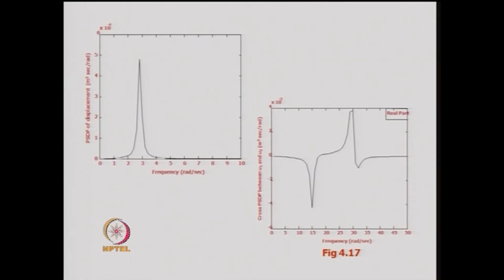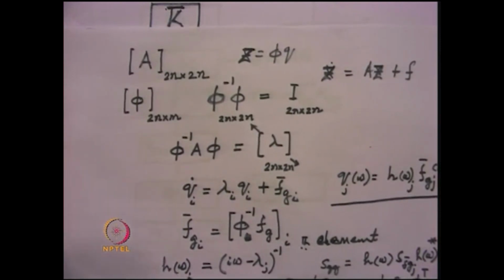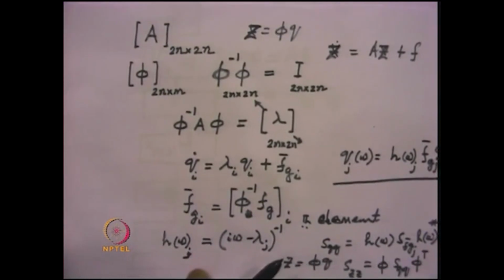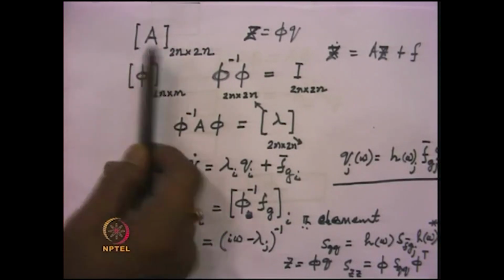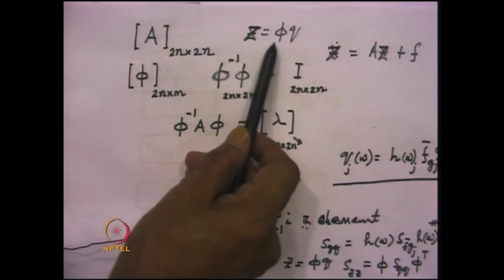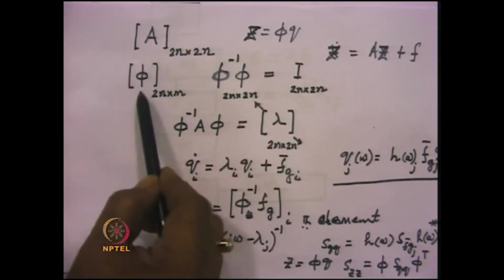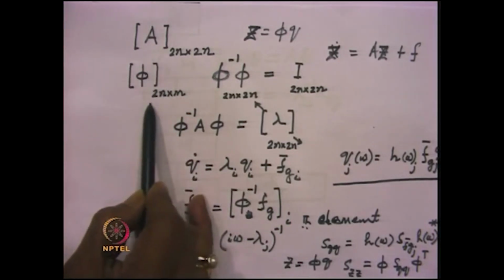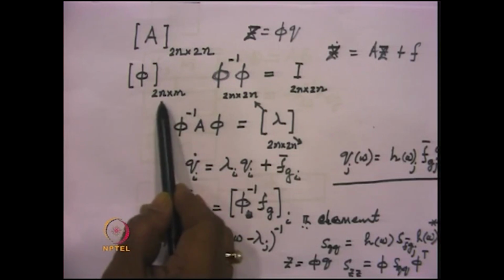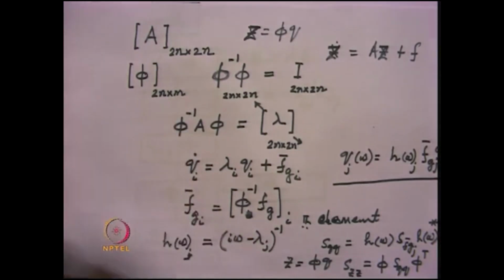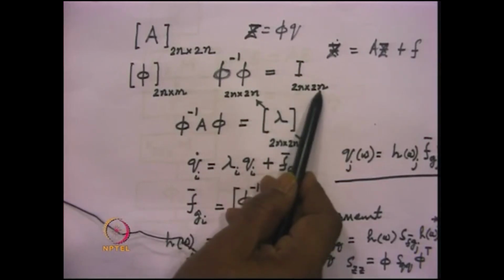Now, in the state space, one can obtain the responses using again modal analysis. Now, for that, say this is the A matrix in the state space formulation. So, we write down Z equal to phi into Q, where phi is the matrix of eigenvectors of the matrix A. So, this will be of size 2n by m, provided we consider m number of modes, but if we consider all the modes, then it will be a 2n by 2n matrix. And phi inverse phi, of course, will be an identity matrix of size 2n by 2n.